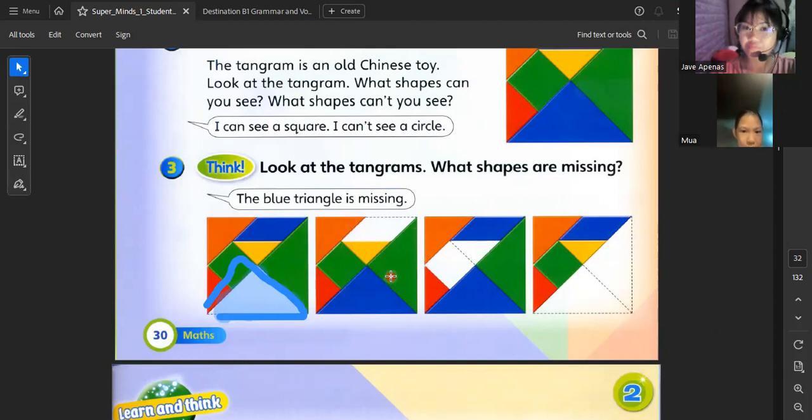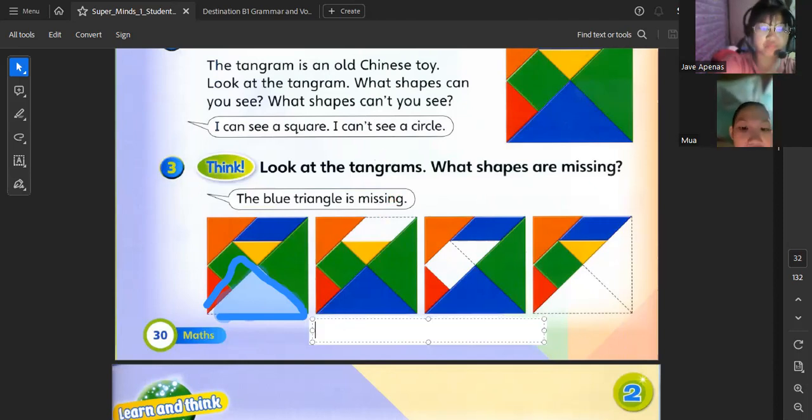It's a... Yes, parallelogram. What is the color of the parallelogram? What is the color? Yeah, based on the tangram, it is yellow. Is it yellow? What is the color of the parallelogram? It's blue. Blue, yes. So you say the blue parallelogram is missing.